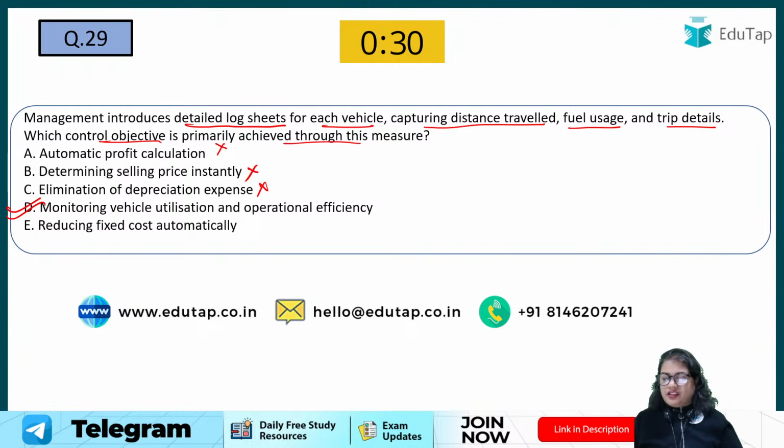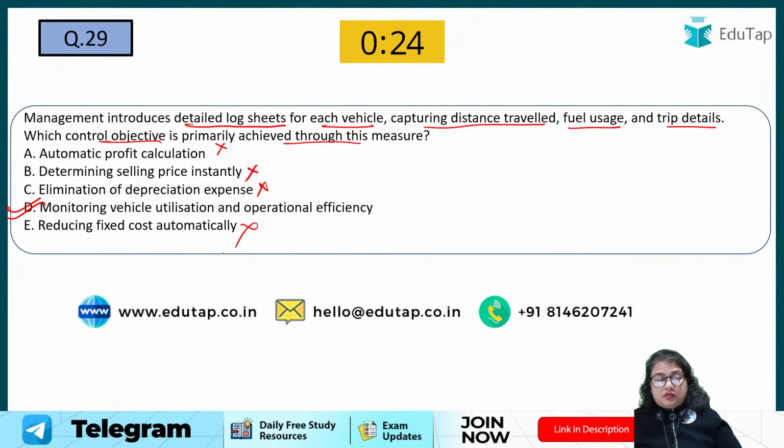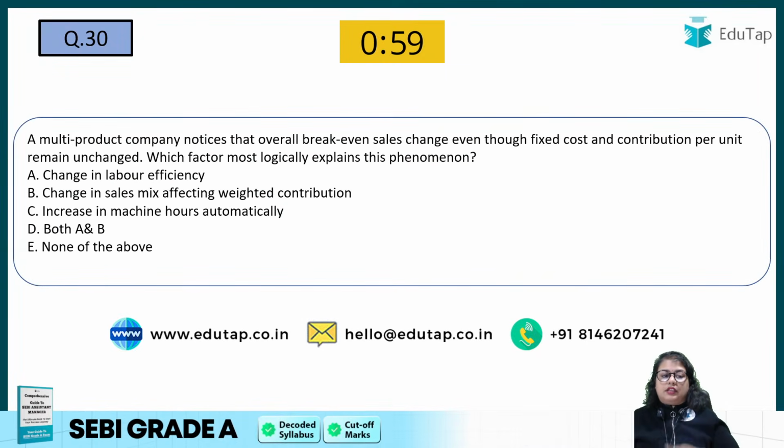Then reducing the fixed cost. We don't reduce the fixed cost or the variable cost in this case. So this is wrong. Okay. So the answer is D. Very, very easy, and everybody answered it correctly. So that's good. Next, question number 30.